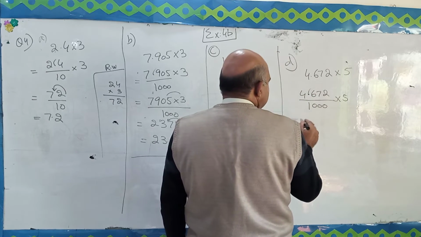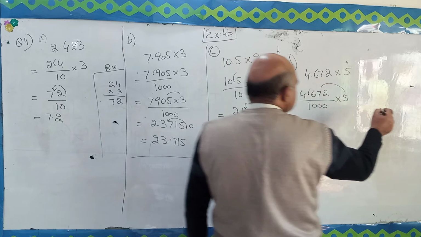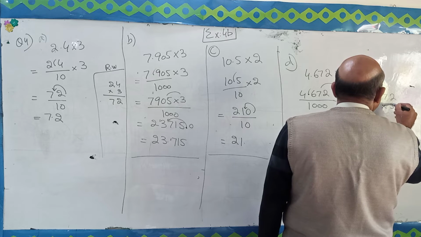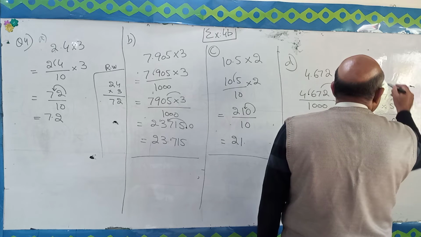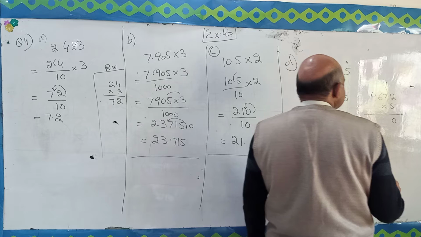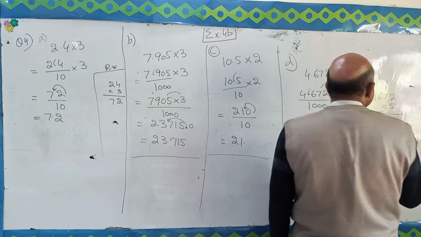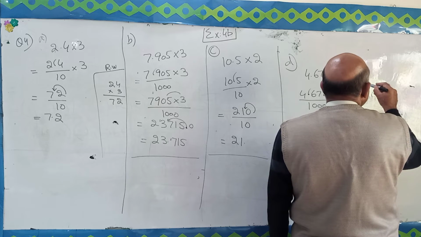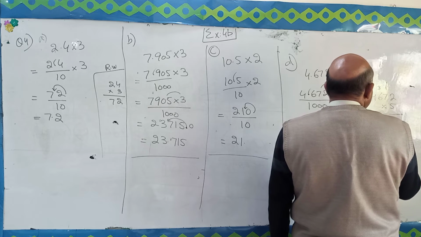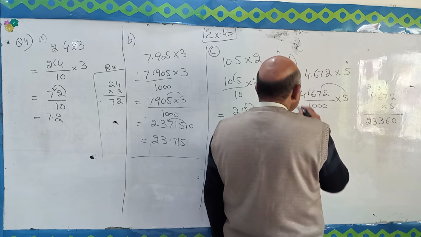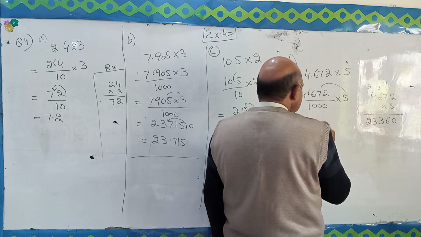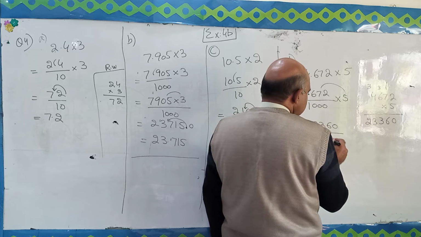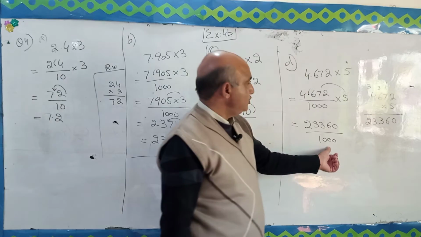So here, first we multiply these two numbers, 4,672 into 5. 5 2s are 10, 0 carry 1, 5 7s are 35 plus 1, 36, carry 3, 5 6s are 30 plus 3, 33, carry 3, 5 4s are 20 and 3 is 23. So we write here 23,360 over 1,000. So there are 3 zeros in the denominator.